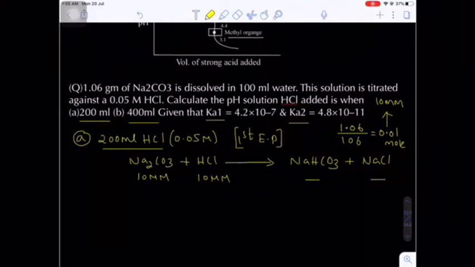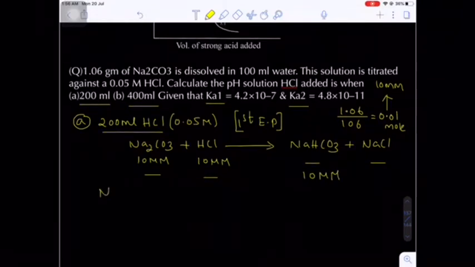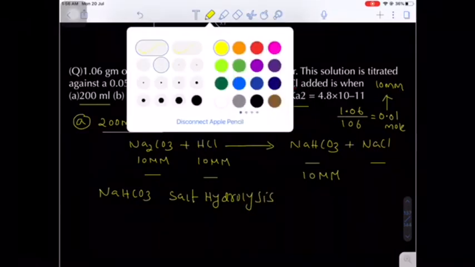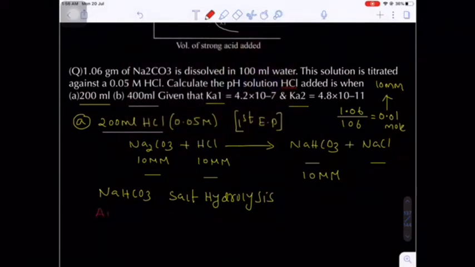That means this is the first equivalent point. Are you getting my point? So there are two equivalent points here. Okay. Now here both are completely consumed. So only in the solution you have sodium bicarbonate, that is 10 millimoles. Now, do you know sodium bicarbonate, with the help of salt hydrolysis, we can find the pH of the solution. And one more important thing, in the salt hydrolysis, this is an amphoteric species.